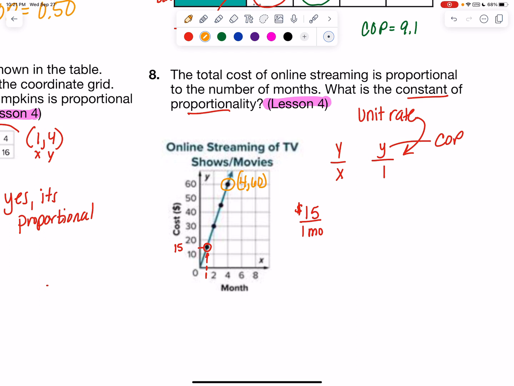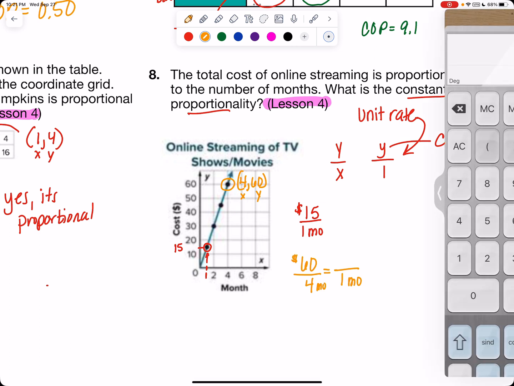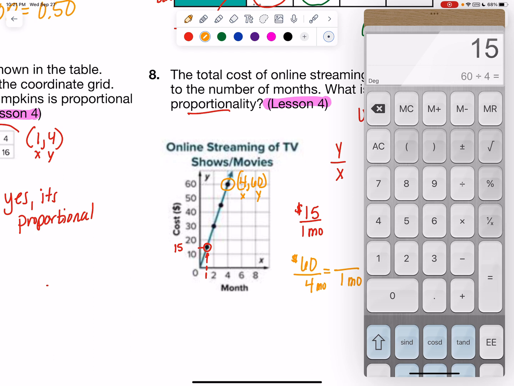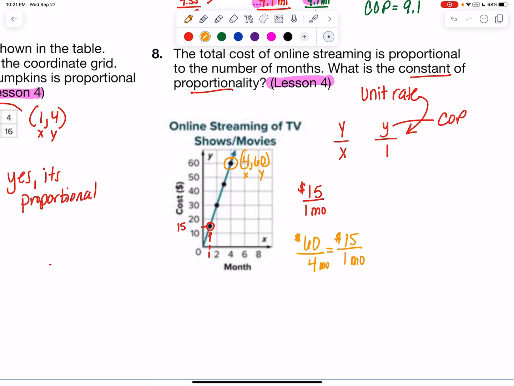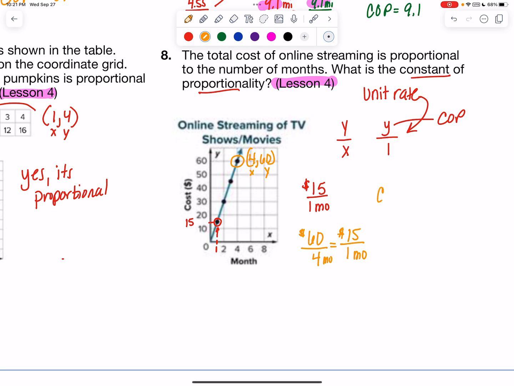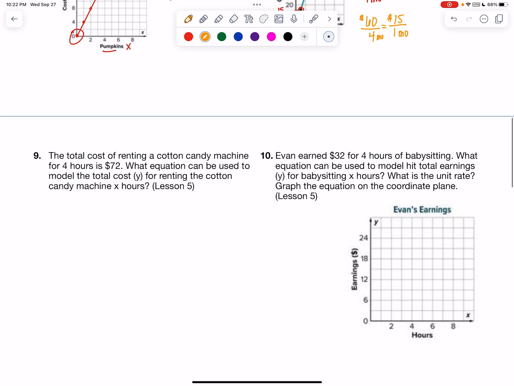Well, how do we find the unit rate? We know that we do y over x. Okay. So 60 divided by 4. So what is it for 1 month? Let's go ahead and test because this is 4 months and $60. So 60 divided by 4. Yep, the unit rate is $15 per month, and we proved it with another ordered pair, which is really important. Okay, so what is the COP? COP equals 15.